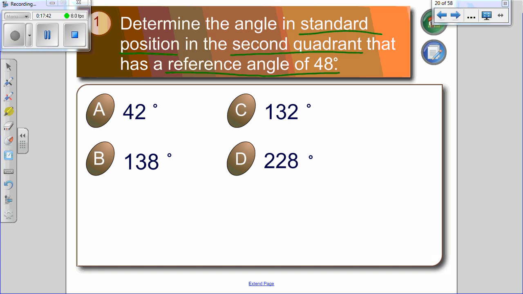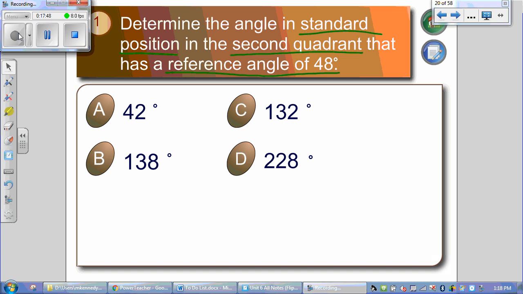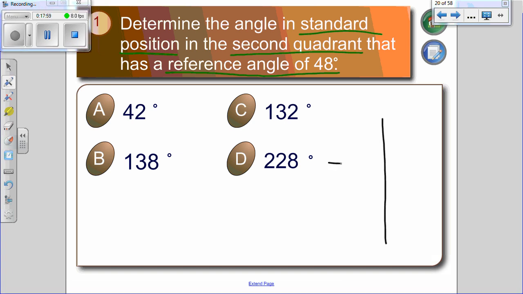Because as this trig continues on, it's going to get more and more complicated. The best thing you can probably do to help yourself is draw. Then you won't fall for little mistakes. Okay, so we are going to draw this out. They want to calculate an angle in standard position in the second quadrant. So in the second quadrant, I'm looking for an angle in standard position that has a reference angle of 48. Reference angle means to the closest x-axis. That would be this guy right here.